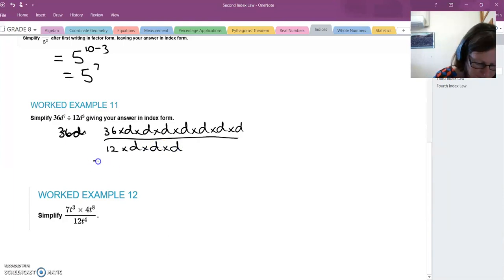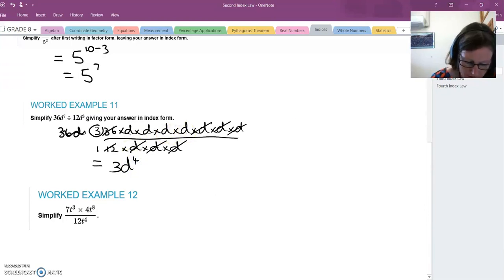From here I can cancel some d's. And I've got 36 divided by 12. Well, 12 goes into itself once and into 36 3 times. So that leaves me with 3 and 1, 2, 3, 4, d to the power of 4.